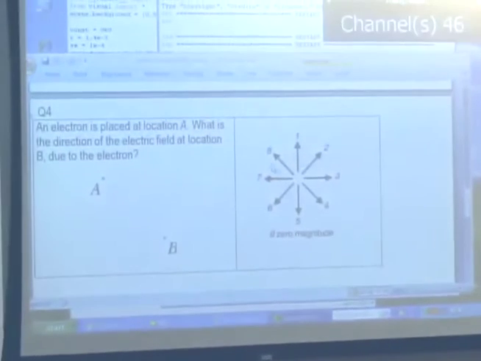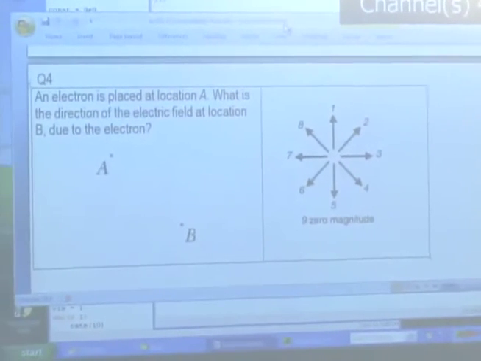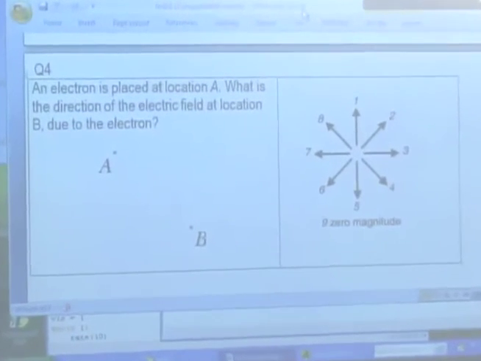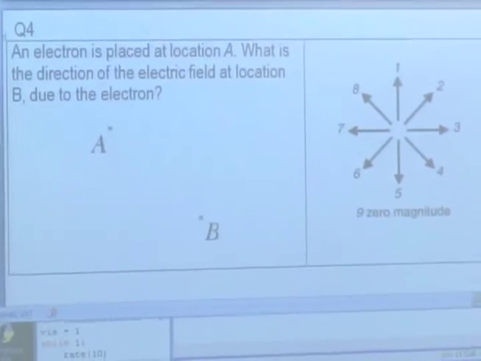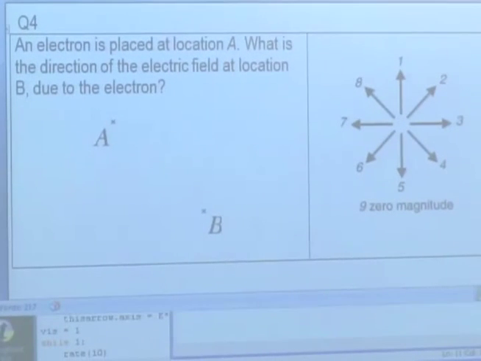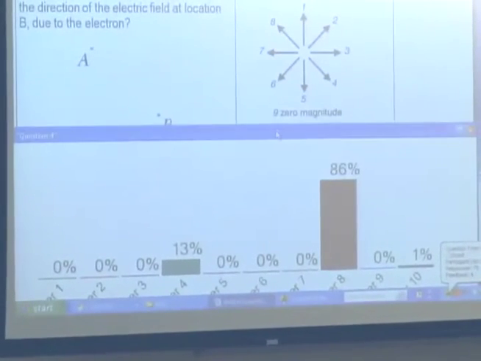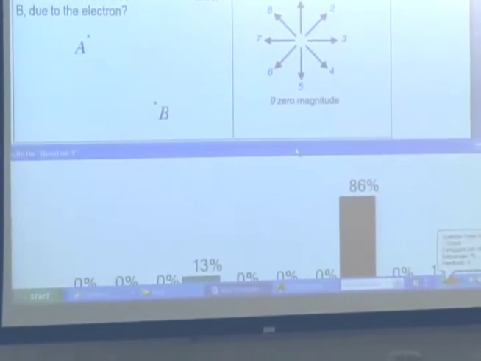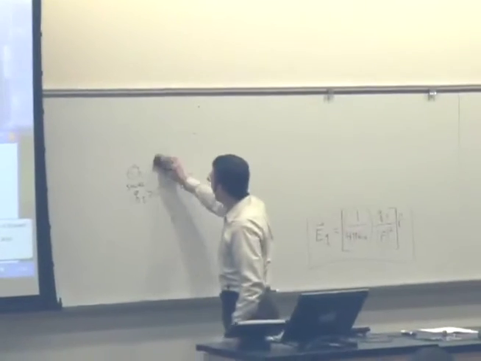The first one is we have an electron placed at location A, and the observation location is B. So we want to find what is the direction of the electric field at location B due to the electron. And we find that the electric field has got to be pointing in direction 8, right? Because the electron is essentially what we just drew here, right? The electron is at some location A.